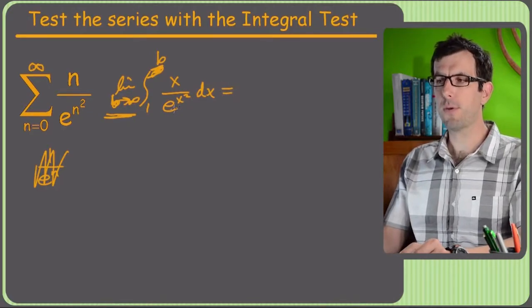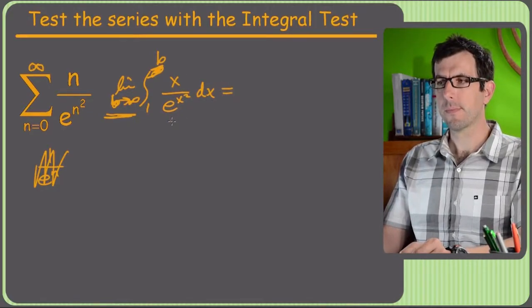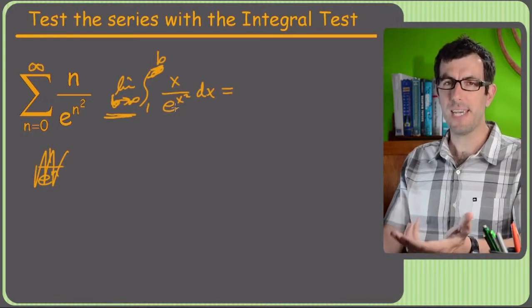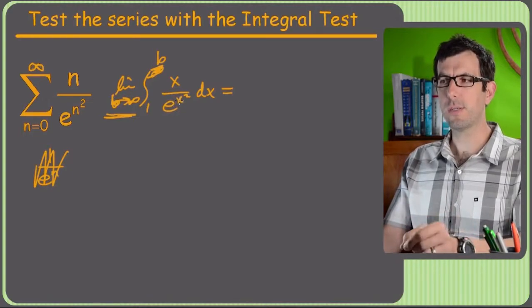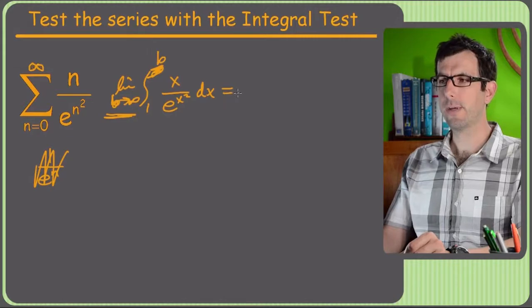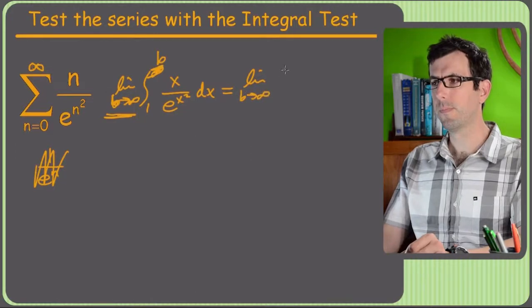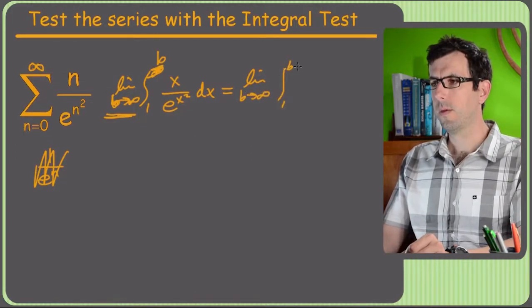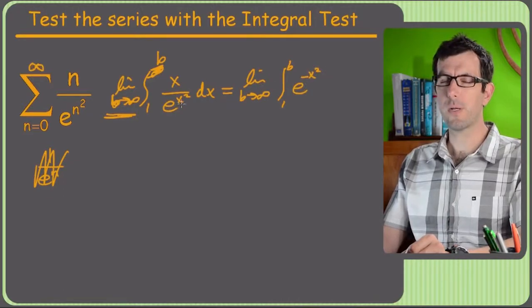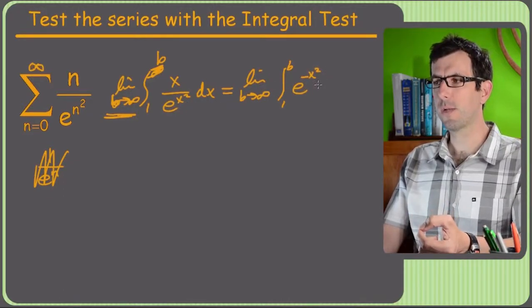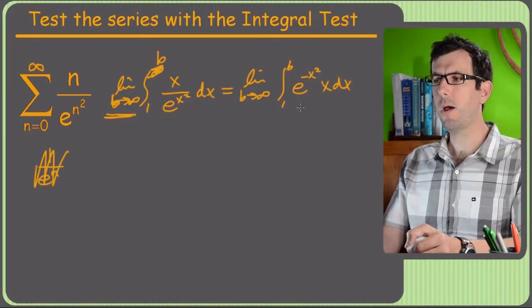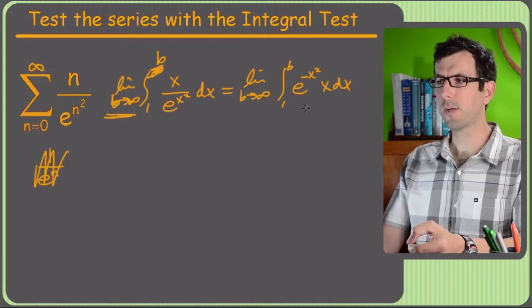All right, so if I want to integrate this puppy, the question is how to integrate this thing. I think we should rewrite it as e to the negative x squared times x dx. It's just e to the x squared downstairs, the same as e to the negative x squared upstairs. And now if you rewrite it this way, you see this is just an exponential integration.